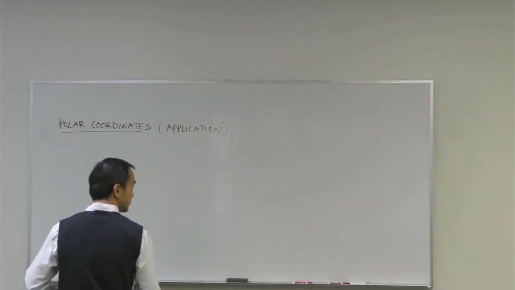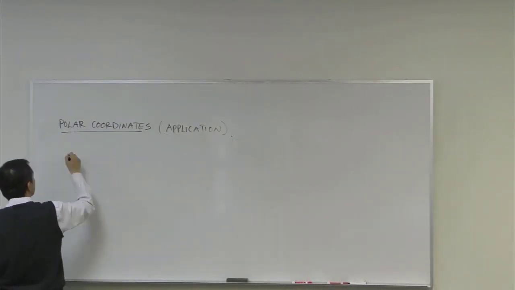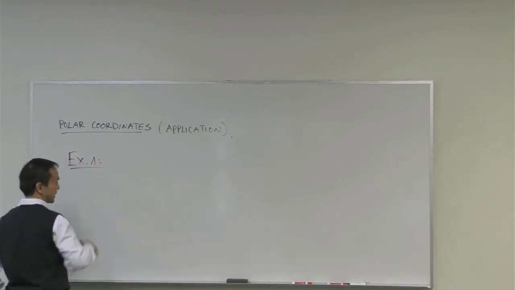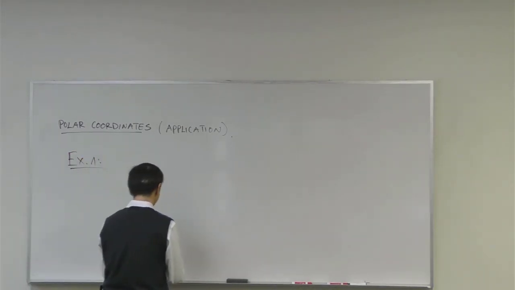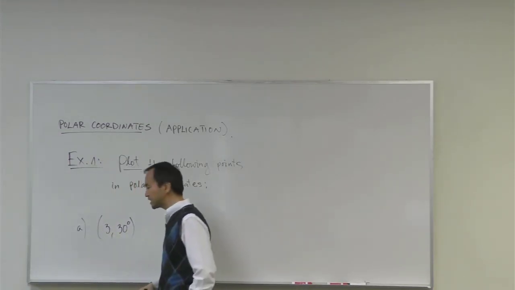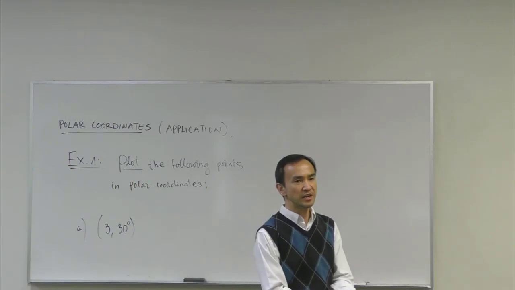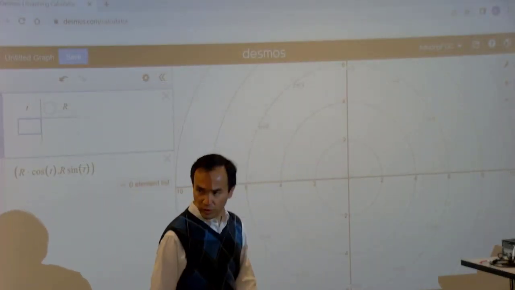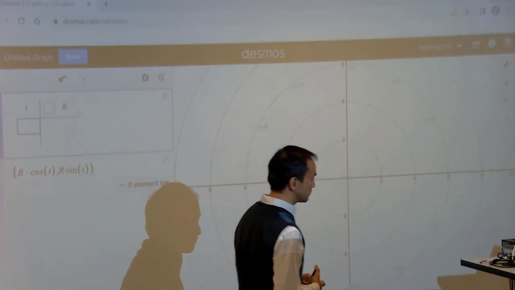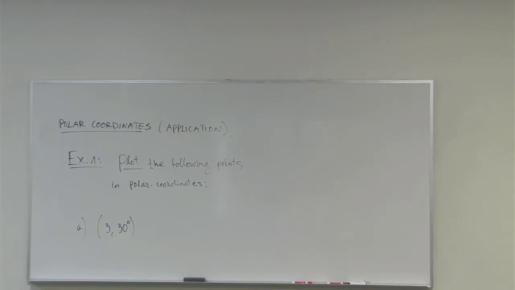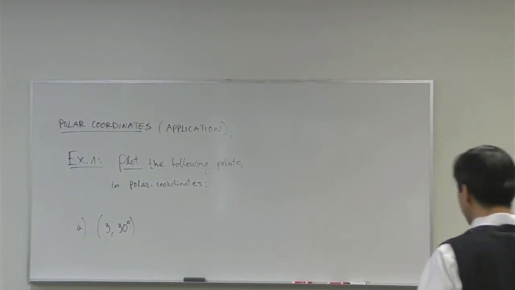So let's get comfortable with plotting. Let's call that example 1 here, so that we can get comfortable with plotting the polar coordinates point here. I'm going to go in a mix between degrees and radians. Now when we're doing a plot, the point that we have on the board written in the example is 3, 30 degrees.